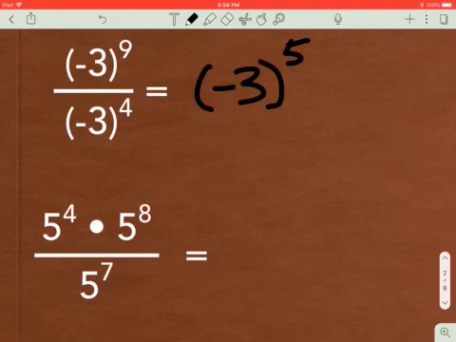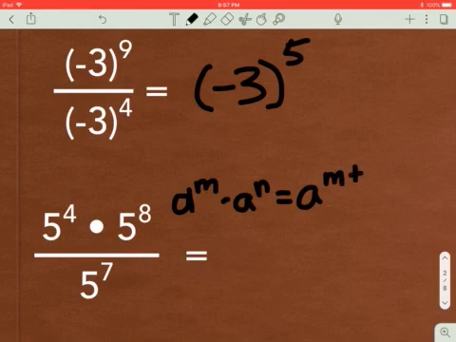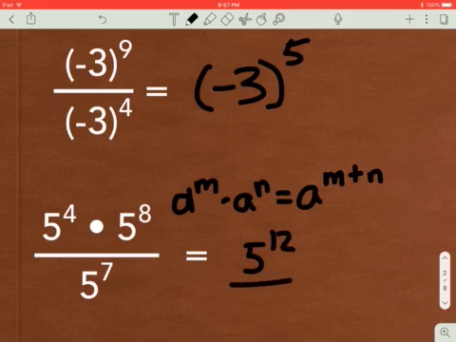On this one, if you notice, we have a multiplication going on in our numerator, so let's solve that first. And remember, when we multiply bases that are the same, we add the exponents. That's because a to the m times a to the n equals a to the m plus n. So this is going to be the same as 5 to the 12th all over 5 to the 7th.